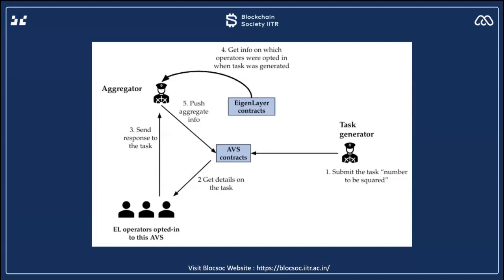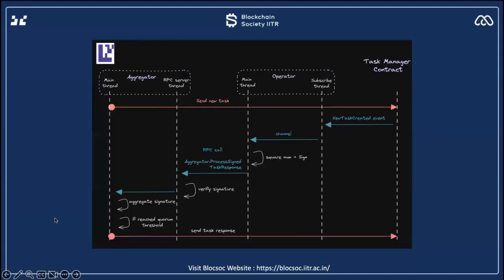This aggregator takes all these responses and aggregates them into a single response, and then it pushes this information on the AVS contract as well, stating that the task is done. And in this process, if any of the operators have done any malicious task, then it can talk with the EigenLayer contracts and slash that operator's stake.